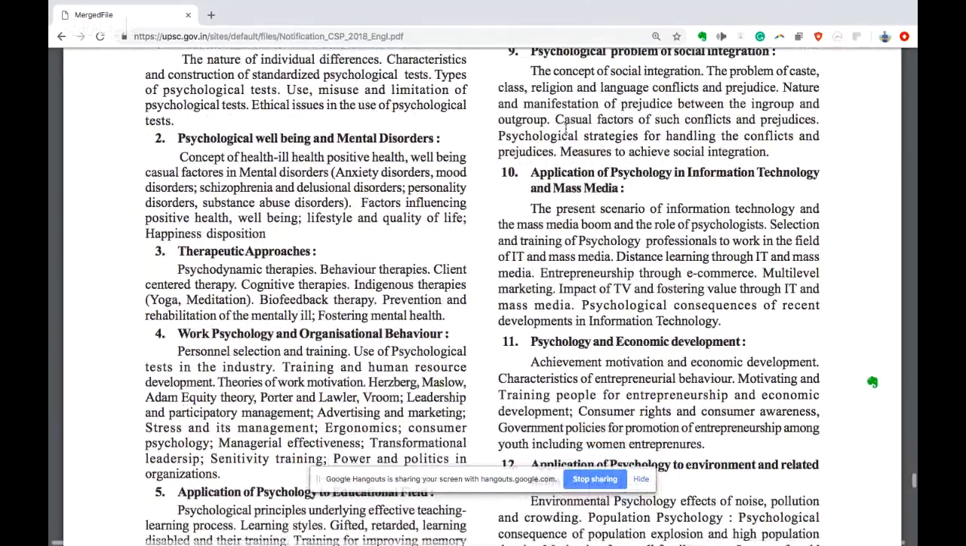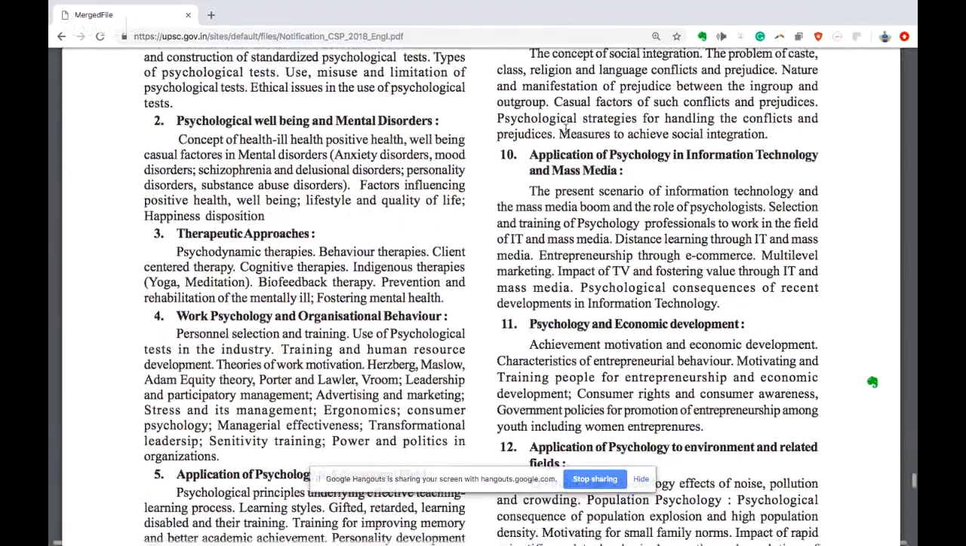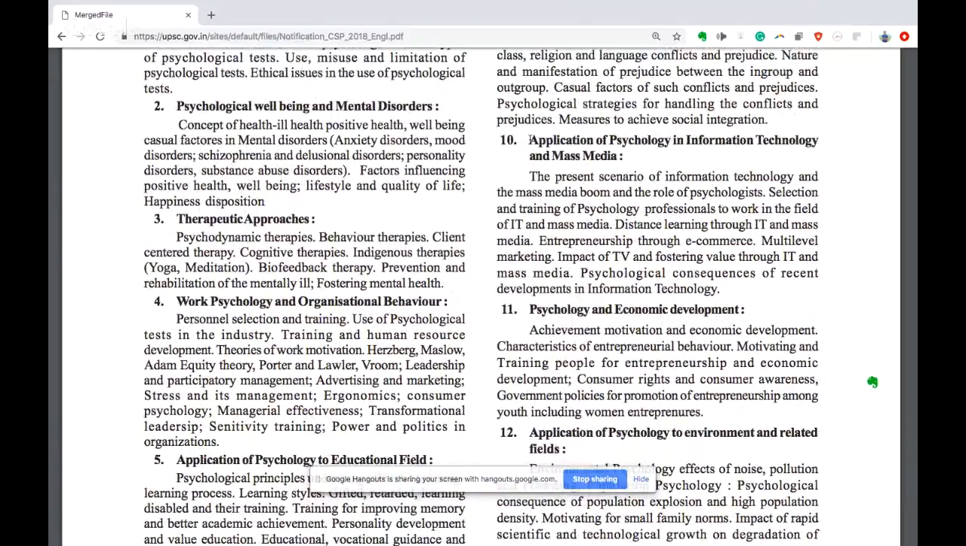How some people have problems in integrating with society. Then there is application of psychology in information technology and mass media. So basically, this is a chapter which has been forcibly put in the syllabus so as to sound relevant to the present times.